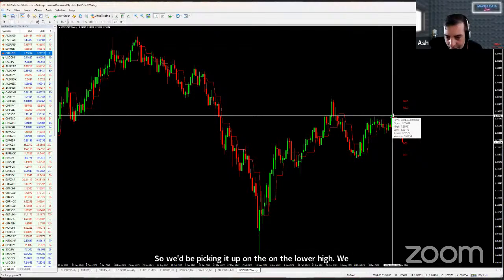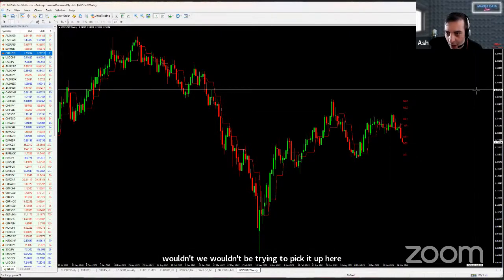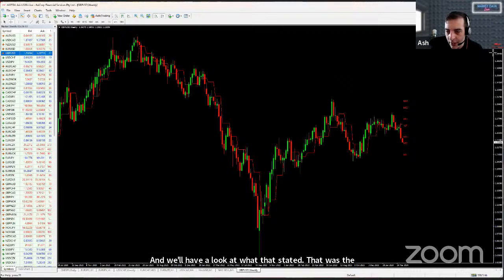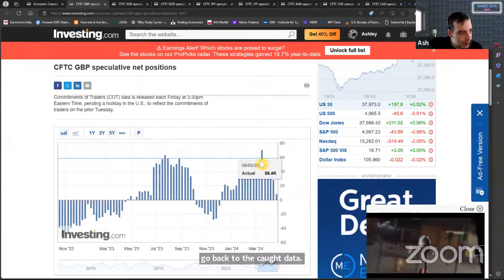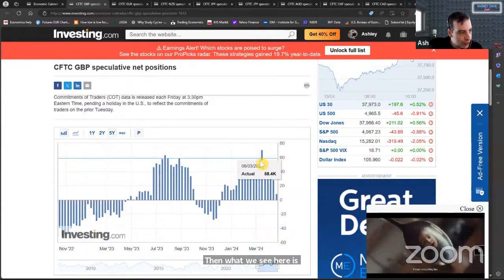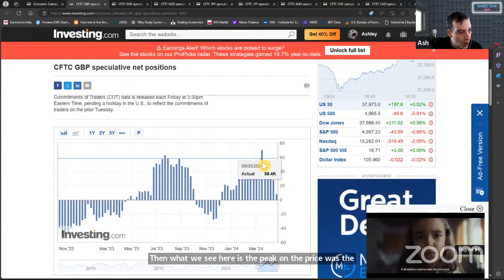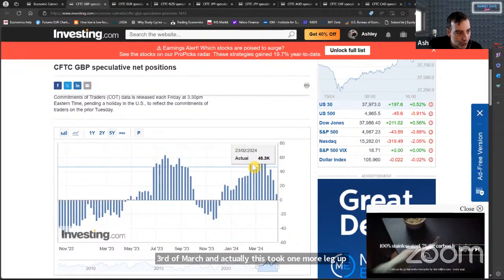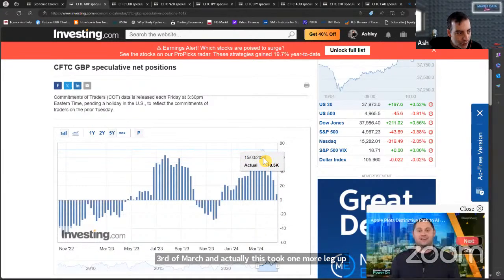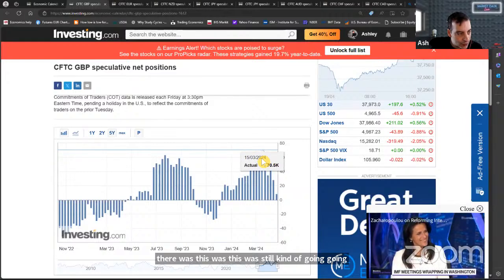We'll have a look at what that stated. That was the 3rd of March, which is a Friday, where the COT data is going to be released on the Tuesday, on the previous Tuesday. So if we go back to the COT data, then what we see here is the peak on the price was the 3rd of March, and actually this took one more leg up. This was still kind of going upwards, but you'd start to get very nervous in this area because it was starting to get towards that 50k mark.